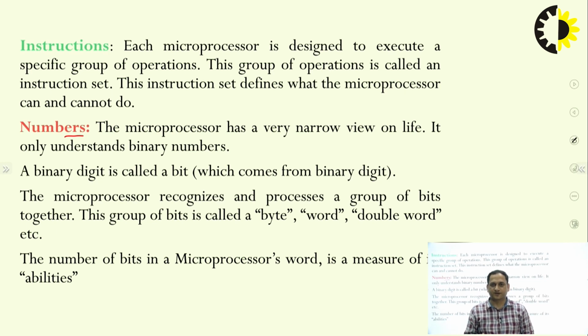A group of 4 bits is called one nibble, 8 bits is called a byte, 16 bits is a word, and 32 bits is a double word. In that fashion these numbers are used.